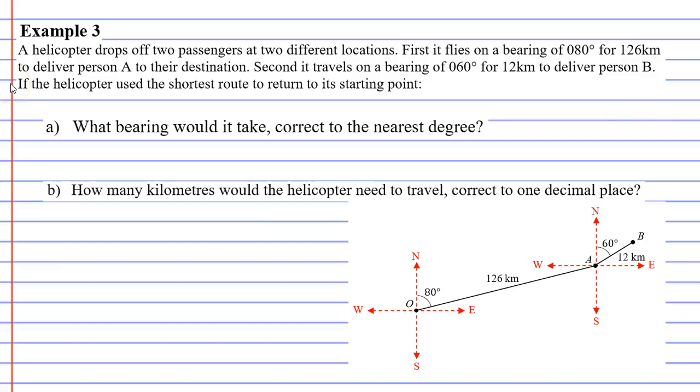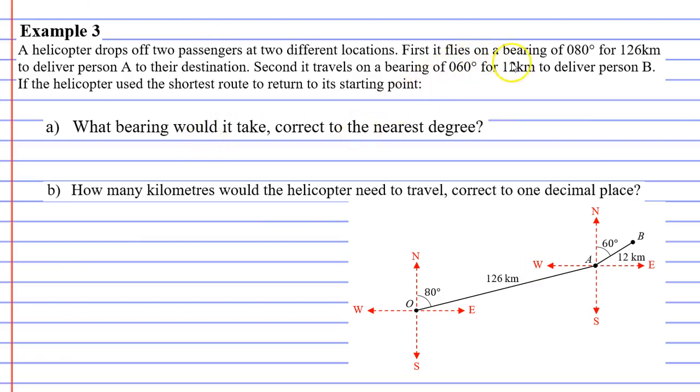For this video we're going to complete example 3, and this is going to be a very long problem, a very tedious one to solve. It starts off by saying that a helicopter drops off 2 passengers at 2 different locations, and this whole question has already been drawn in a diagram for you just to make it a bit easier.